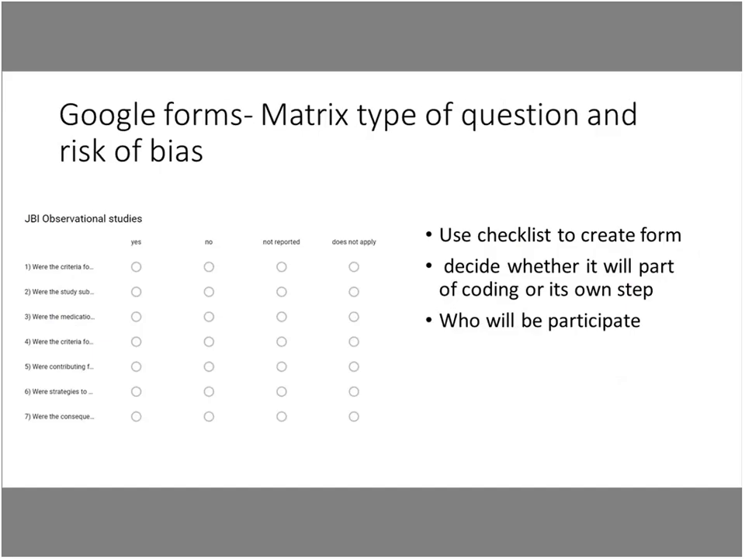Anyways, this was the way that we worked on the risk of bias. So I used Joanna Briggs' checklist for observational studies. You have some different options in Google Forms. So this type of question is a matrix type, where all the questions have the same options for answers. We did take out the does not apply and decided that we were just going to go with these 3 options.